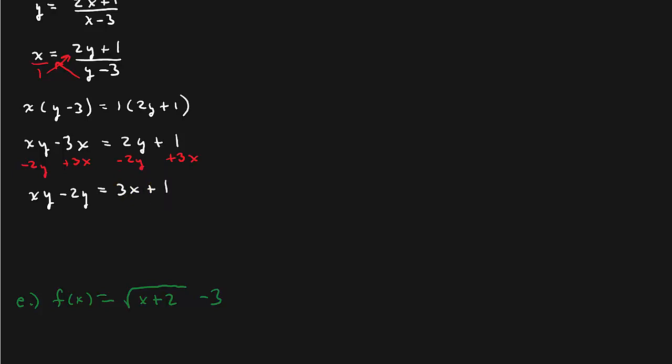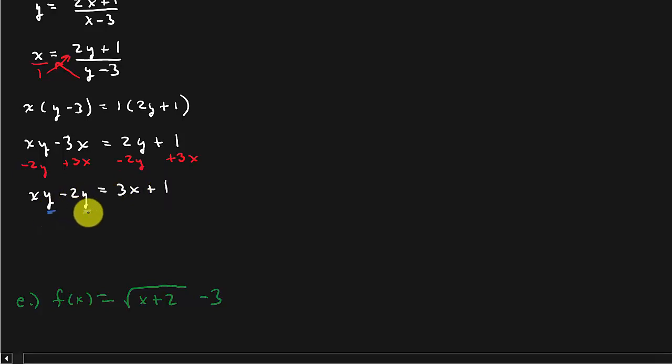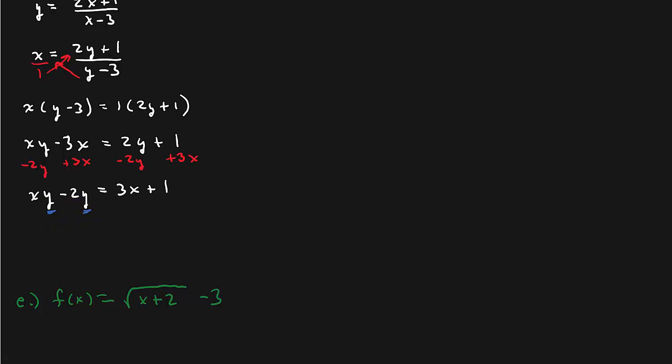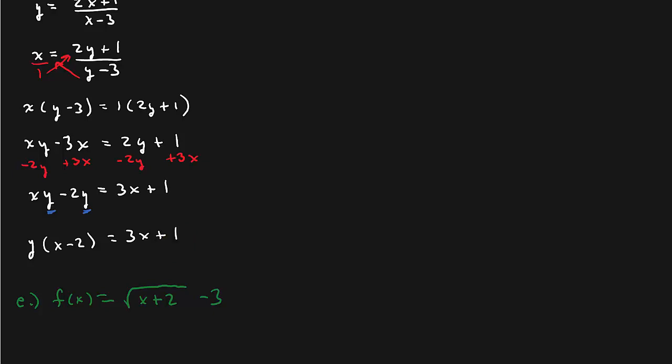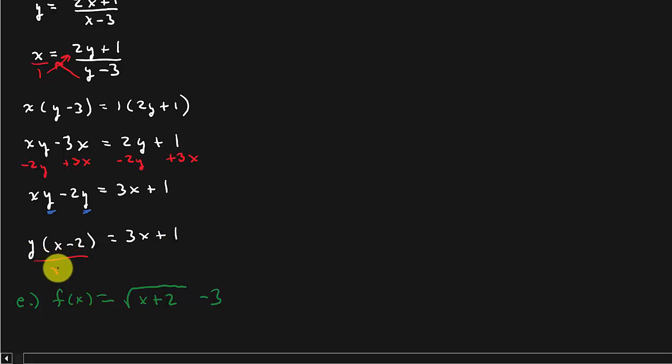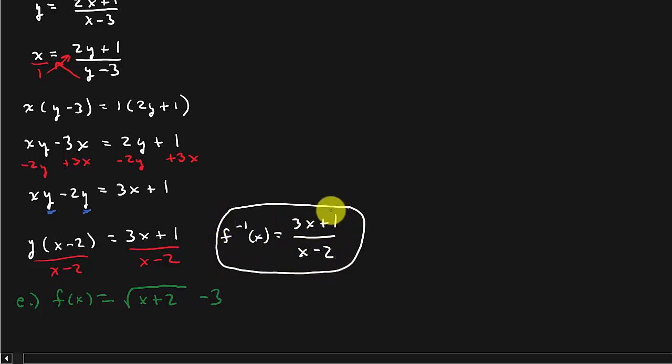And then you see here how I have a common factor of y. I can factor that out. So y times x minus 2 equals 3x plus 1. And I want to get y by itself. So I'm going to divide both sides by x minus 2. And so that's going to leave me with just y over here. So I'll go ahead and change it. F inverse x is equal to 3x plus 1 over x minus 2. And there's your inverse.